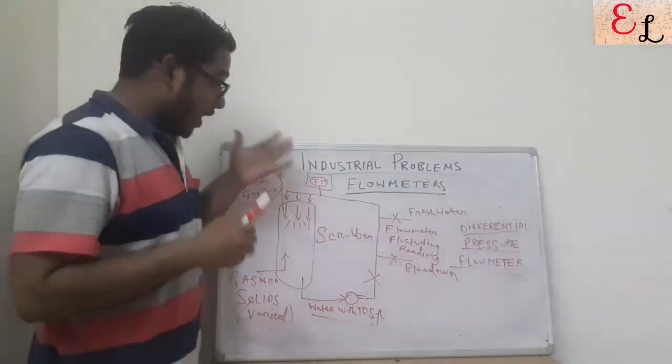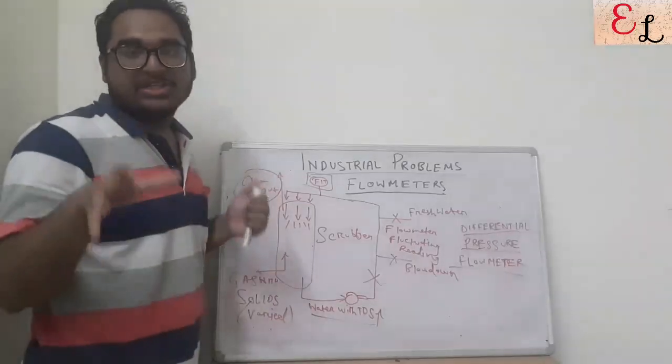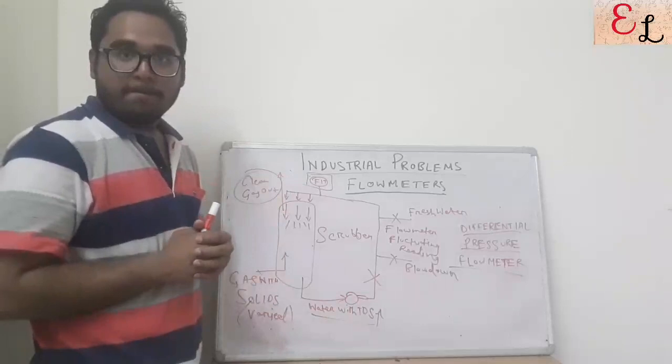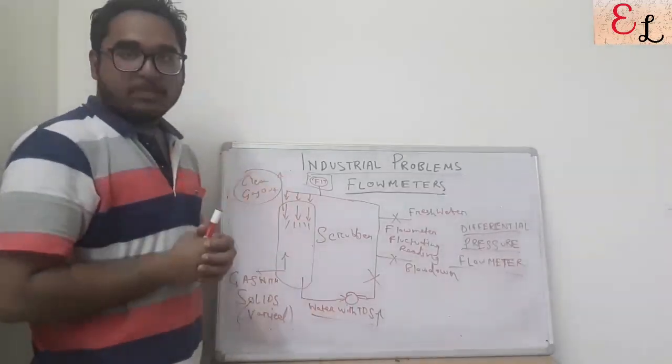If you know the answer, why is the flow meter showing a varied reading, then give the answer in the comment section with a proper explanation. Pause the video, think about it, give the answer. Pause the video, think about the system. High dust load flowing, and what is the reason behind the varied flow?